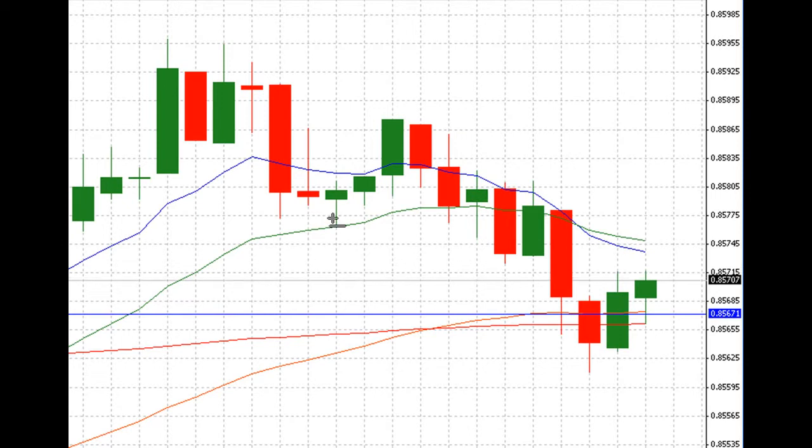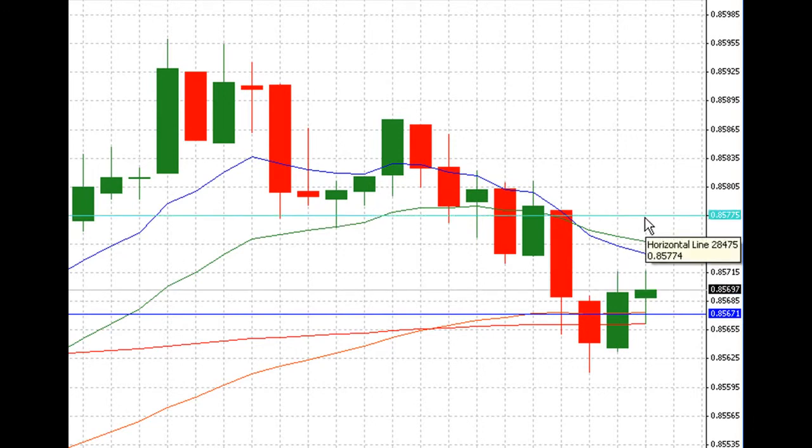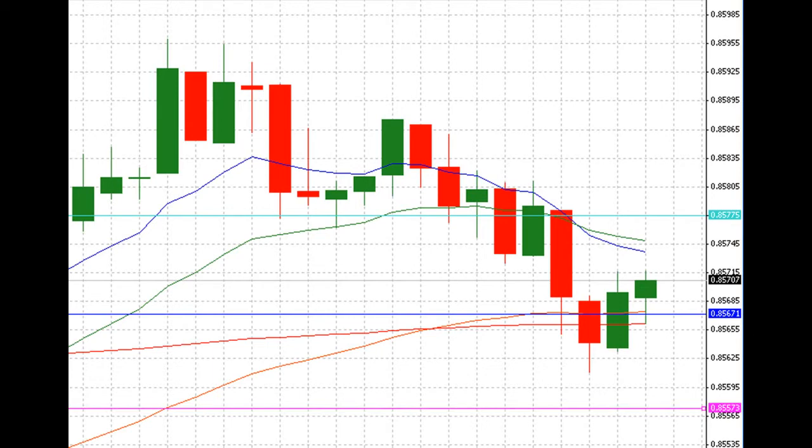Oh, I just removed the wrong line there. The line should be at 0.8577. So here. And our stop line should be at 5.7. And so we're just waiting for price to come up to our break-even point. I'll just pause the video and restart the video in a few minutes.